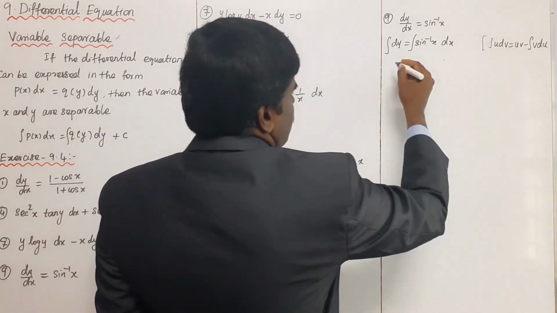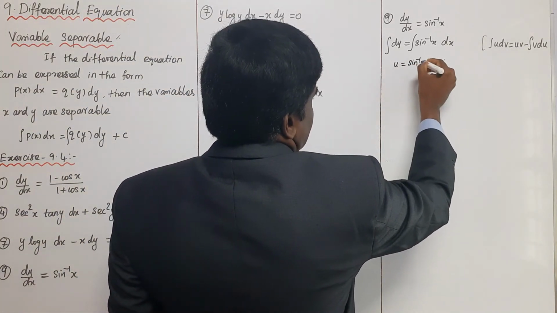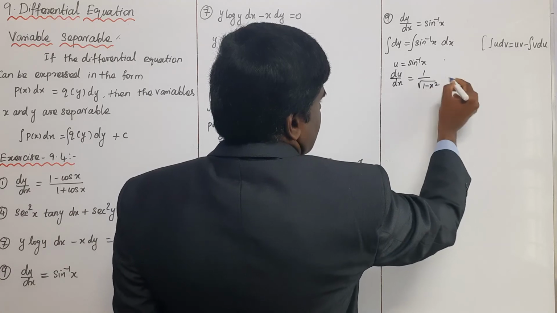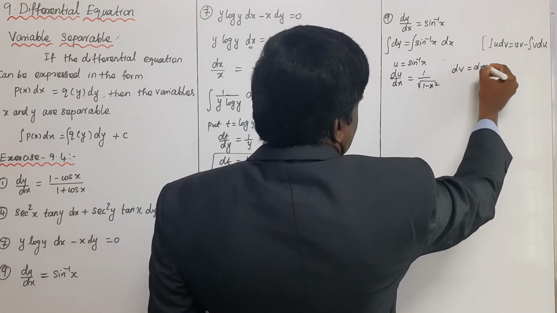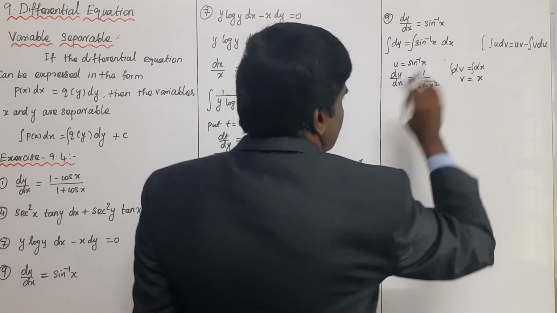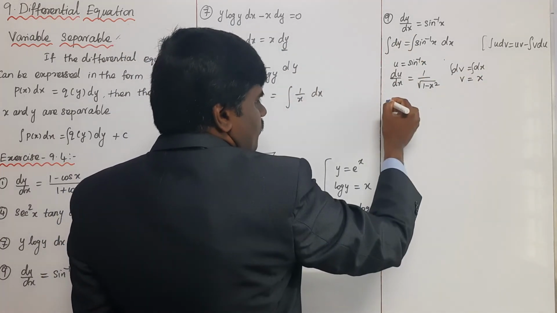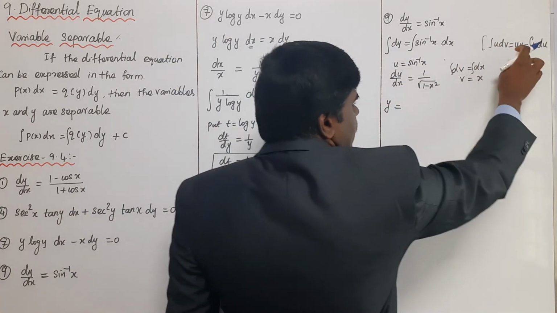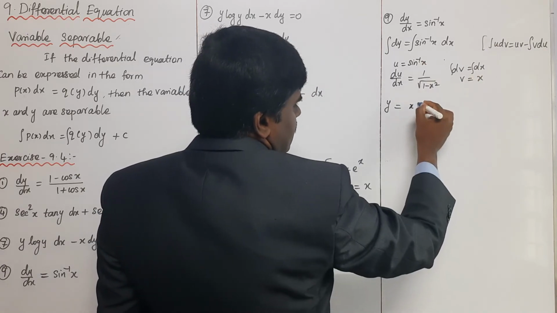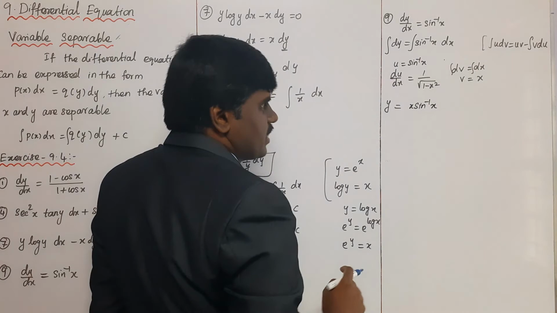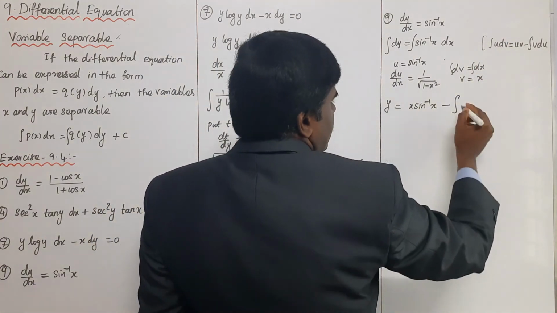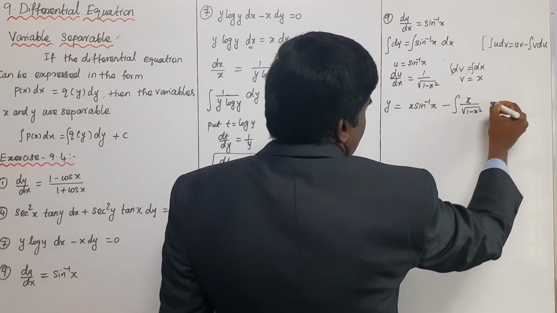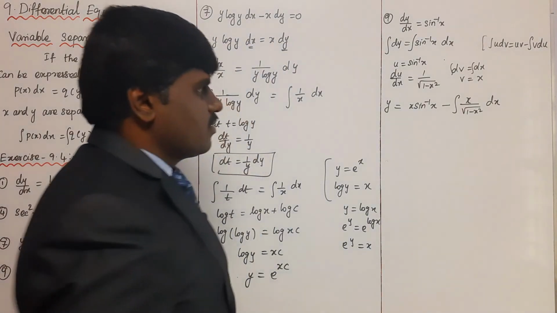Here I will select u is equal to sine inverse of x. Now differentiating, du by dx is 1 by square root of 1 minus x square. The remaining dv is equal to dx, so integrating, v is equal to x. Now using the formula, y is equal to uv, that is x sine inverse of x, minus integration of v du. v means x, and du means 1 over root of 1 minus x squared into dx.